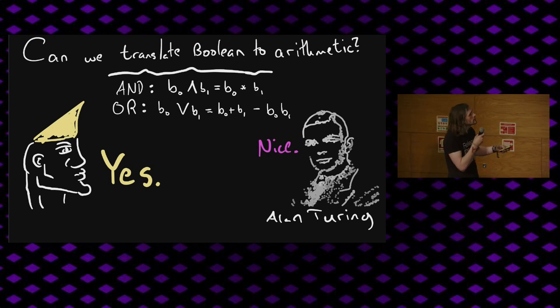And the etch of Alan Turing here saying nice is a gesture to the fact that with Boolean arithmetic, we get a Turing complete machine. But since we have arithmetic that is equivalent to our Boolean logic, we also have a Turing complete machine that we can do inside of just arithmetic over a finite field by doing this simple translation.